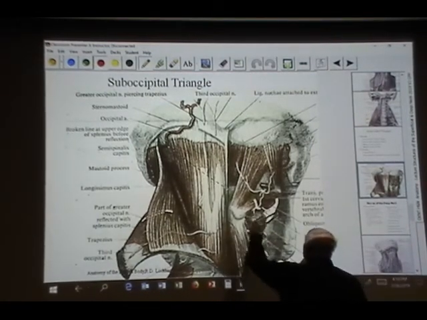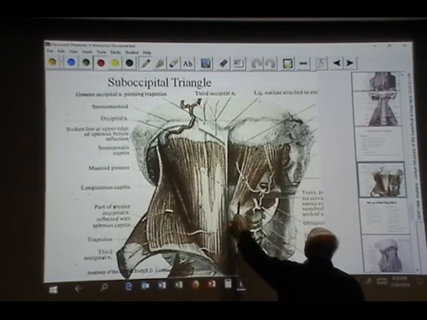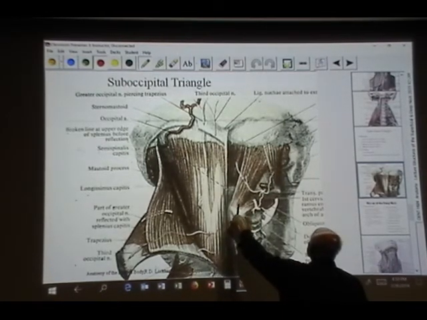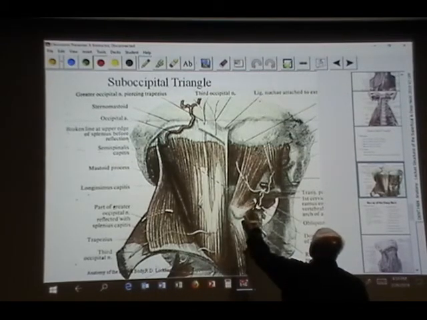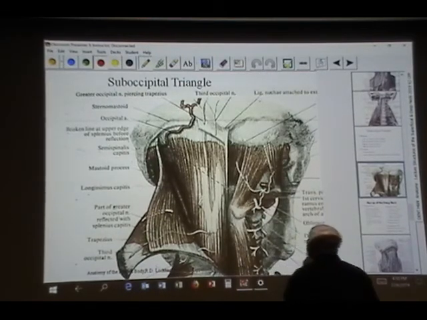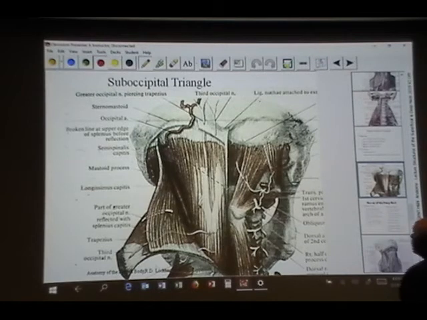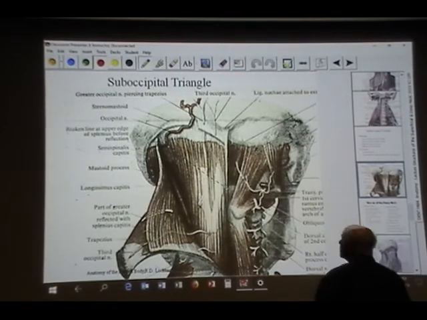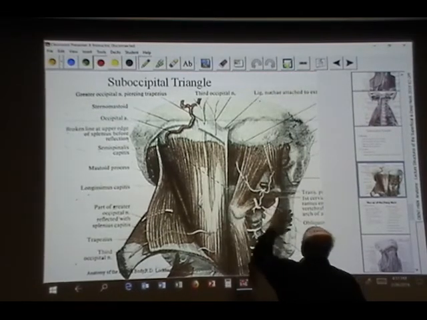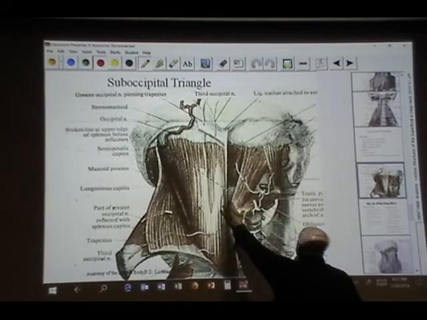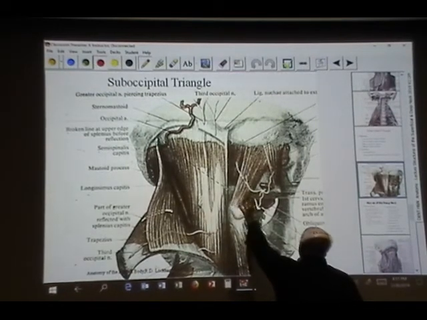So we have this little triangle here with these basically 4 muscles. 3 of them are really the true borders. This one here, this one here, this one here. One of them is outside the triangle, but is still considered part of the triangle, okay? So this is like obliquus capitis inferior, obliquus capitis superior, rectus capitis posterior minor, rectus capitis posterior major.